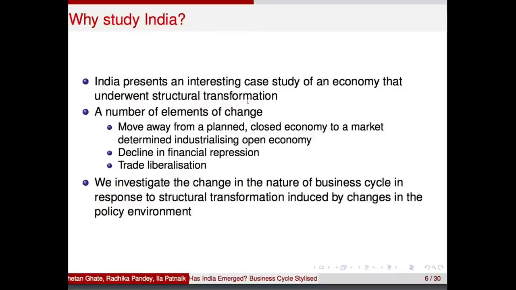So the question is, why study India? India presents an interesting case study of an economy that underwent significant structural transformation in the last two decades. There were three main elements of change. First is the move away from a planned, closed economy to a market-determined, open economy. Another element of change has been the decline in financial repression. Also, India has significantly opened up to trade and financial flows, resulting in significant trade liberalization. We investigate the change in the nature of business cycle in response to structural transformation induced by the changes in the policy environment.